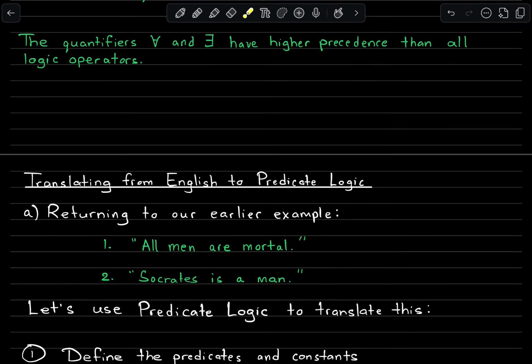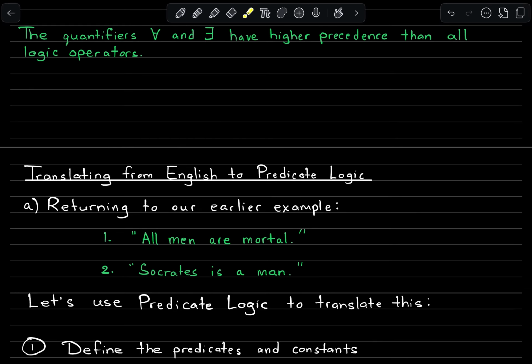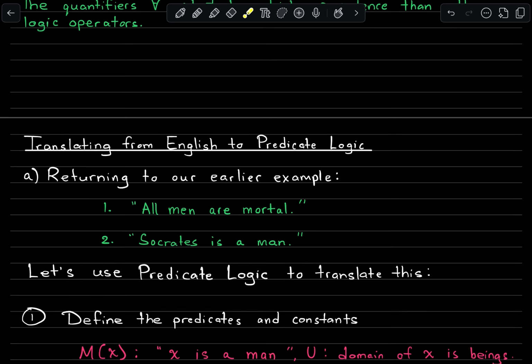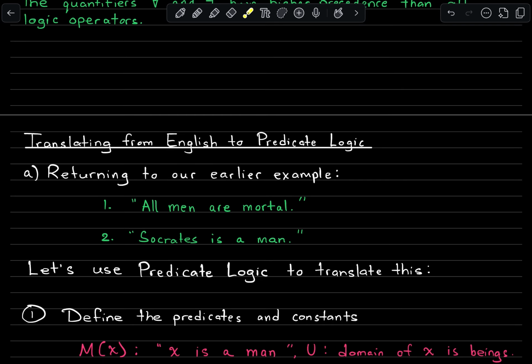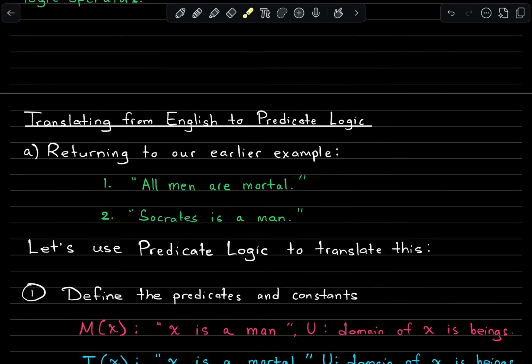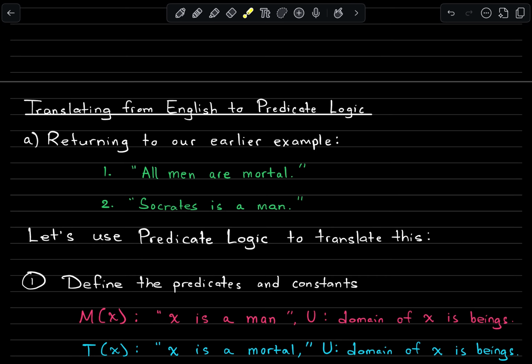So first off, let's define the predicates and the constants. So let's say M is this quality of being a man. So you can say M of x is the same thing as saying x is a man. And U is the variable or the letter we'll use to denote the domain. The domain of x is going to be beings, living beings, all living beings, however you want to put it. X is being pulled from that set.